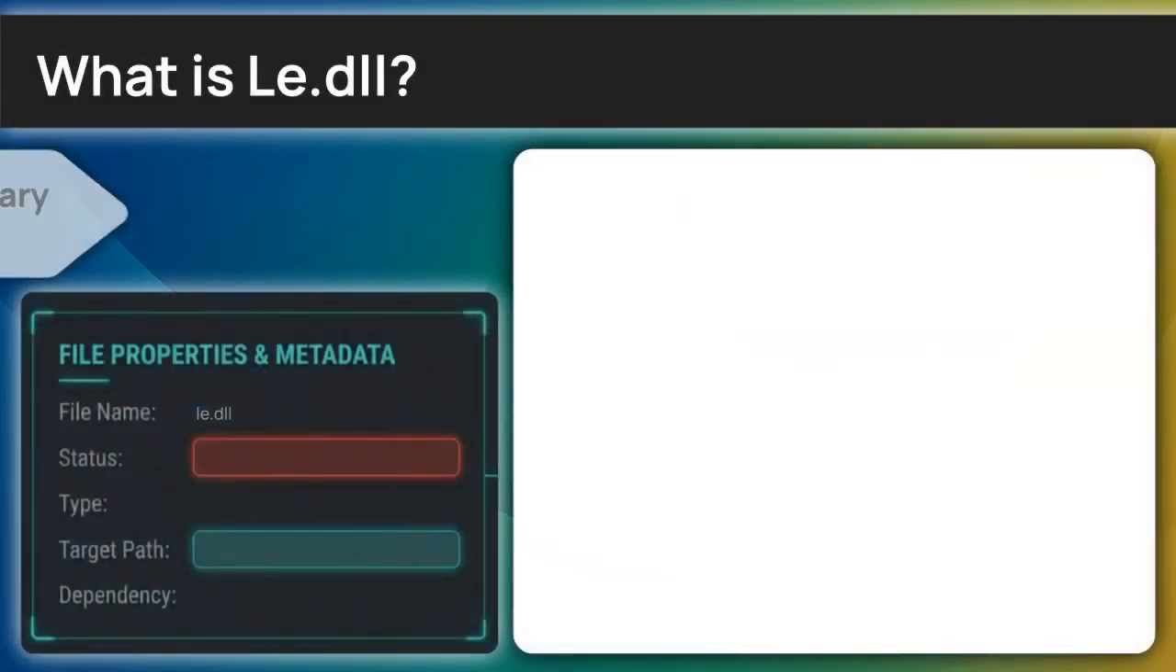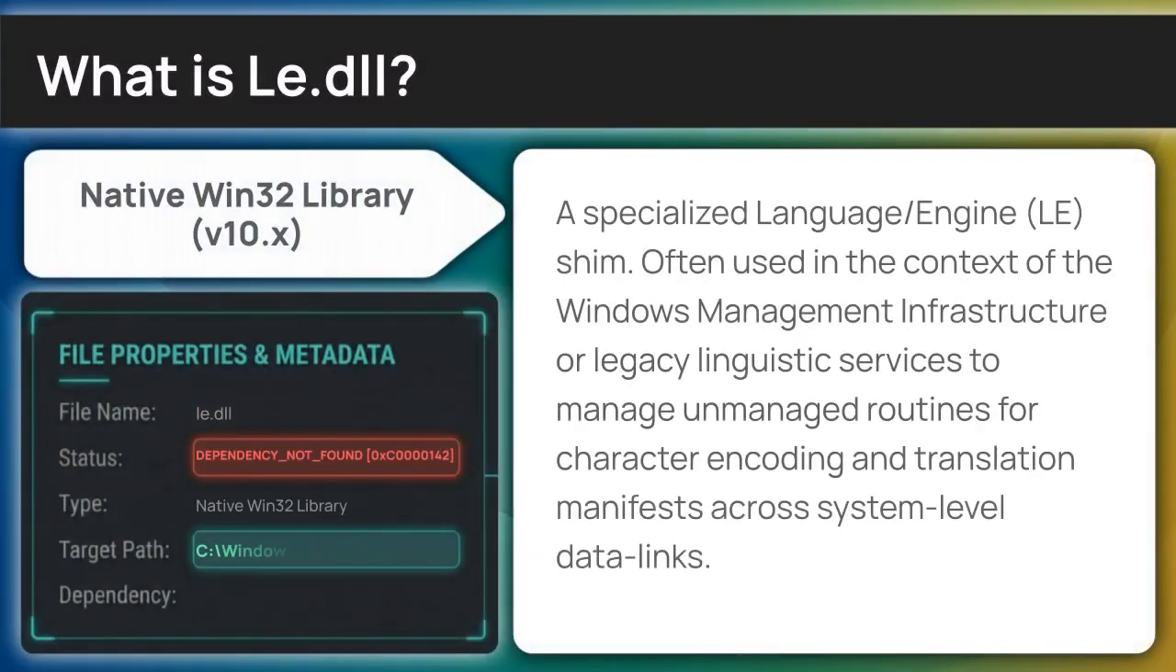This is the Le Library, a specialized language and engine shim, often used in the context of the Windows management infrastructure or legacy linguistic services to manage unmanaged routines for character encoding and translation manifests across system-level data links.